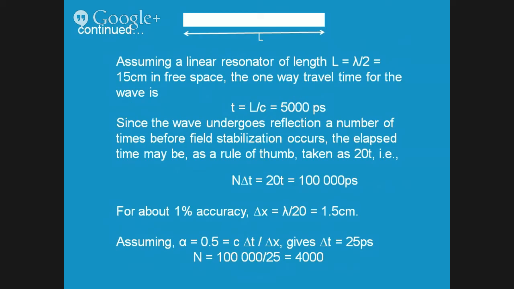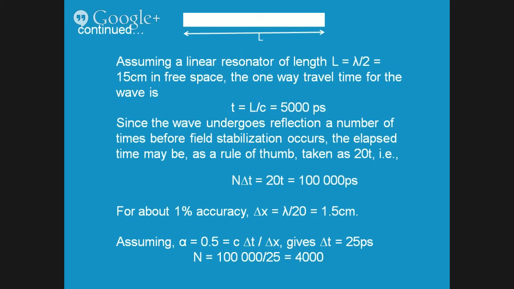So I'll just give a simple example of how many time steps will be required for stability. If you have a linear resonator of length L, which is lambda by 2, and in this case we have taken it to be about 15 centimeter in free space, the one-way travel time for the wave will be T equal to L by C. It will come out to be 5,000 picoseconds. Since the wave undergoes reflection a number of times in the resonator before the field stabilization occurs, the elapsed time may, as a rule of thumb, be taken as 20 times the one-way travel time.